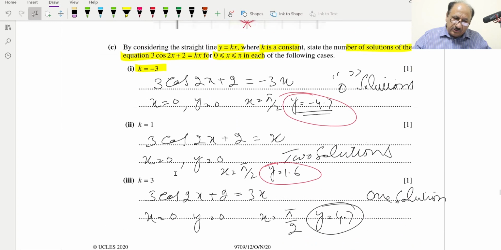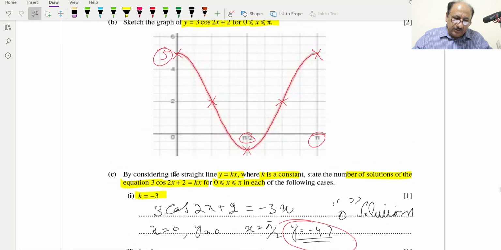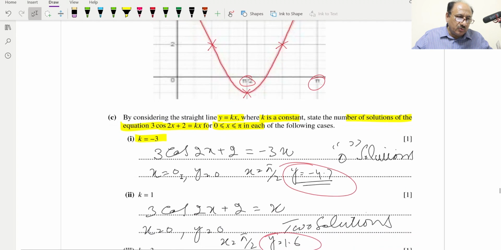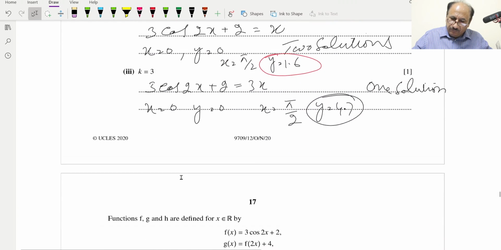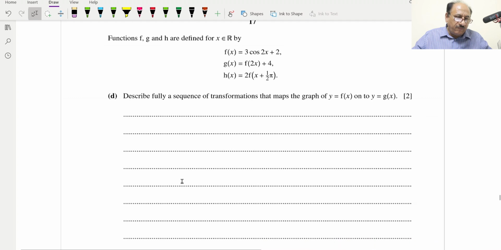And y is equal to 4.7 will be having one solution only. So we have written this over here. Then the D part is saying functions f, g, and h are defined. These functions are defined. f of x is given, g of x and h of x are given.